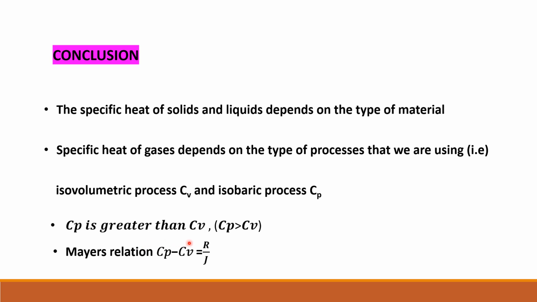From this value we can arrive at the relation, that is Mayer's relation, which is Cp minus Cv equal to R. R is the gas constant, Cp is the specific heat at constant pressure, Cv is the specific heat at constant volume. That difference is equal to R. This is Mayer's relation.